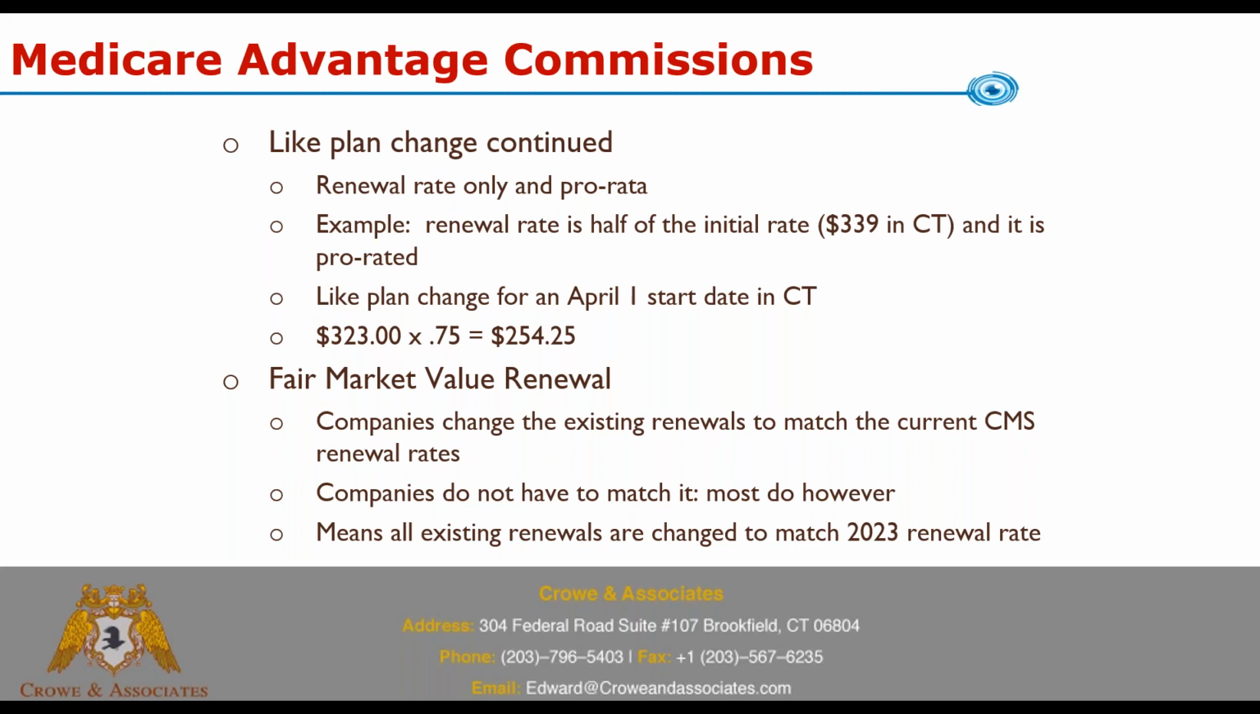So if you think about Connecticut, for example, and the renewal is $339 and it's prorated, we'll use the example of somebody that you write for April 1st. You switch them from Advantage to Advantage. You write them for April 1. You're going to get the renewal rate, $323. They're enrolled basically for 3 quarters of the year, so it's going to be times 0.75, 9 months of enrollment. You're going to get $254. So pro rata comes into play a lot, and I think that's the thing that people overlook the most often.